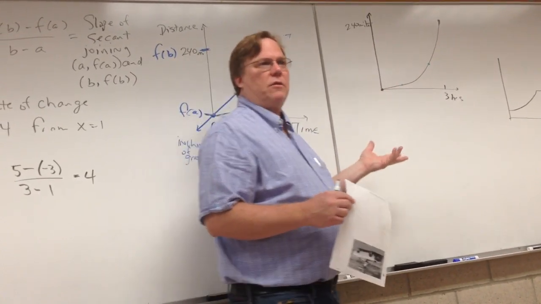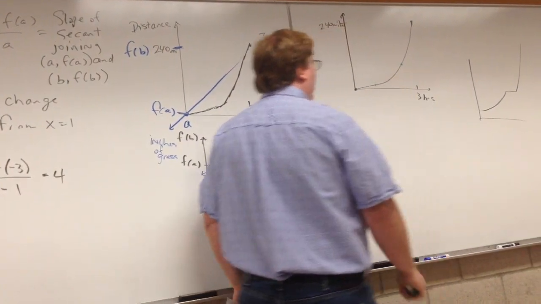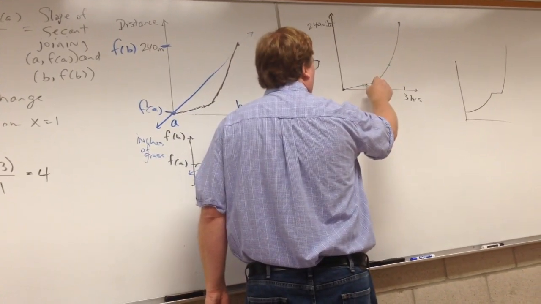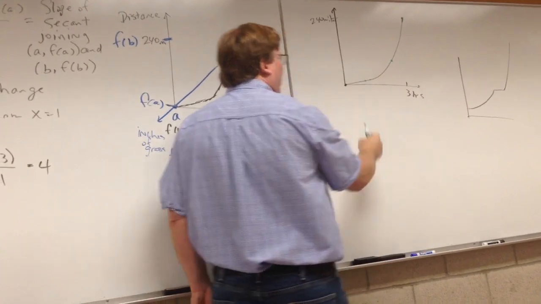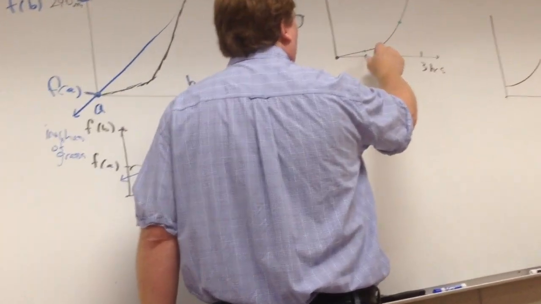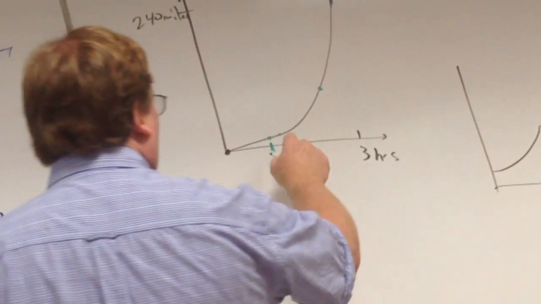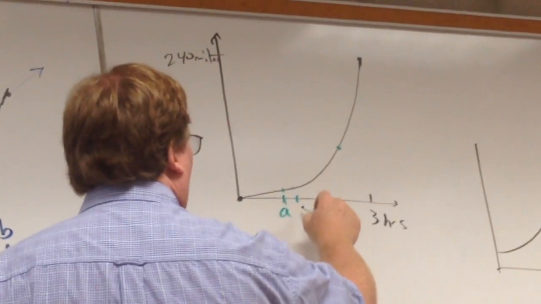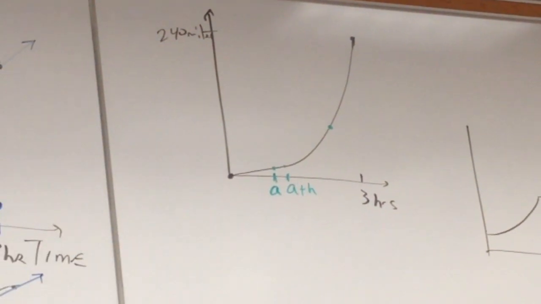So that's the sort of thing I'm going to do. I'm going to say, I want the instantaneous rate of change right there. Well, then I'm going to get the average rate of change for 2 points that are really, really close together there. That is, I'm going to call this guy A, and I'm going to call this point A plus H. That is just a smidge more than A.